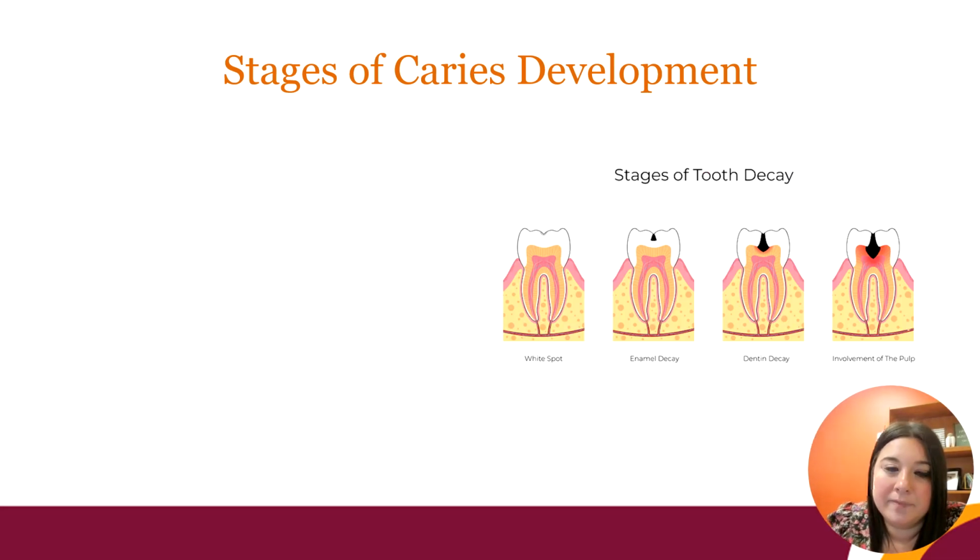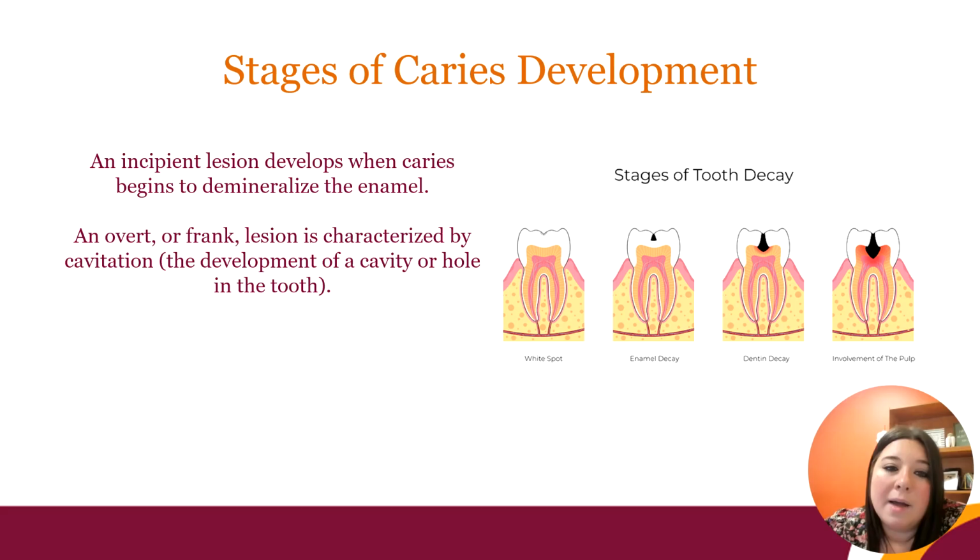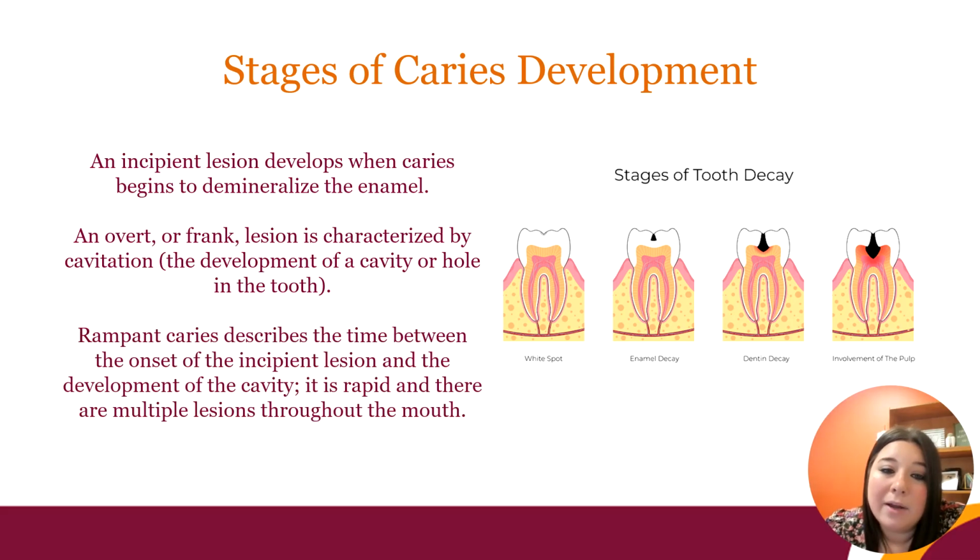So, as we continue here, an incipient lesion develops when caries begin to demineralize the enamel. An overt or frank lesion is characterized by cavitation, the development of a cavity or hole in the tooth. Rampant caries describes the time between the onset of the incipient lesion and the development of the cavity. It is rapid and there are multiple lesions throughout the mouth. So if you're seeing a patient who just has decay all over their mouth, we call that rampant caries.